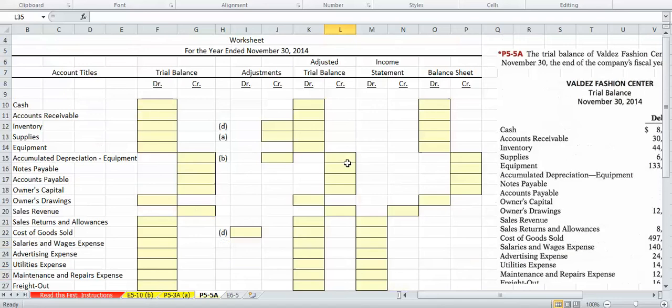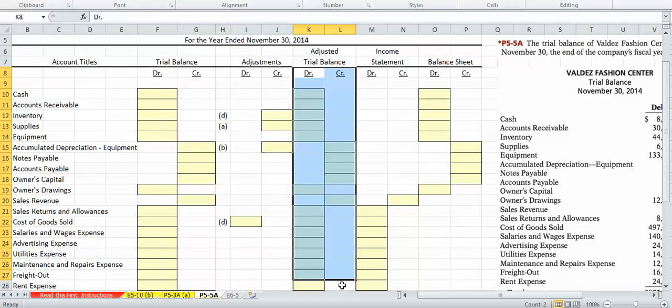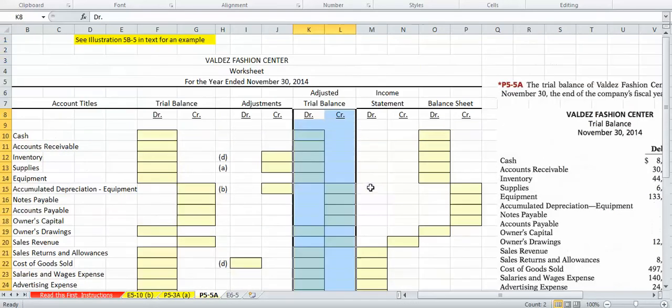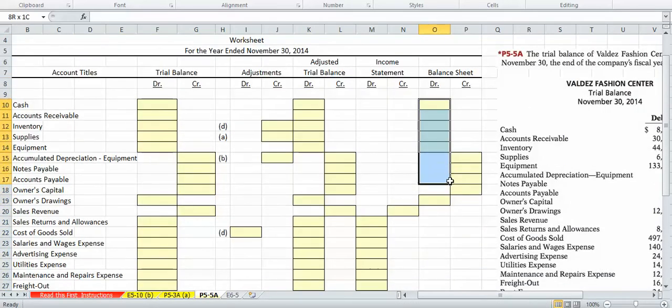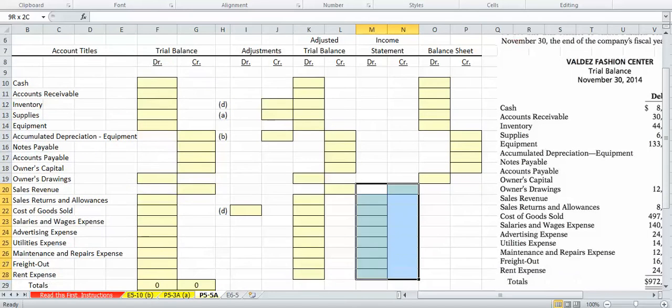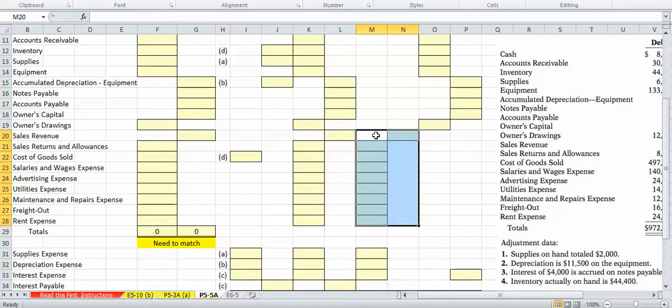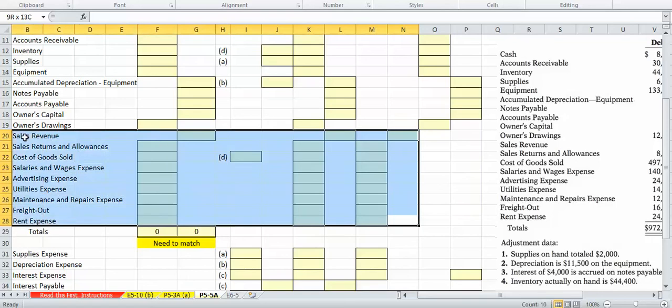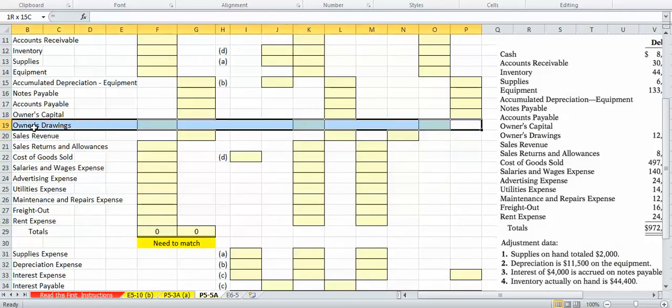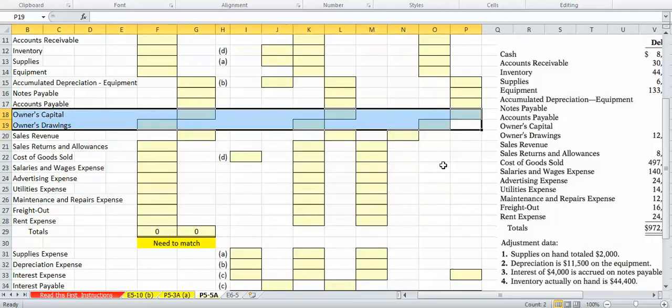Okay, so we're going to have our adjusted trial balance. From our adjusted trial balance, we're going to make the balance sheet here and the income statement here. So I'll make it easier for you because you can basically know that whatever is in here is going to belong on the income statement. See how it starts with sales revenue and the balance sheet ends at drawing, and then you have capital.